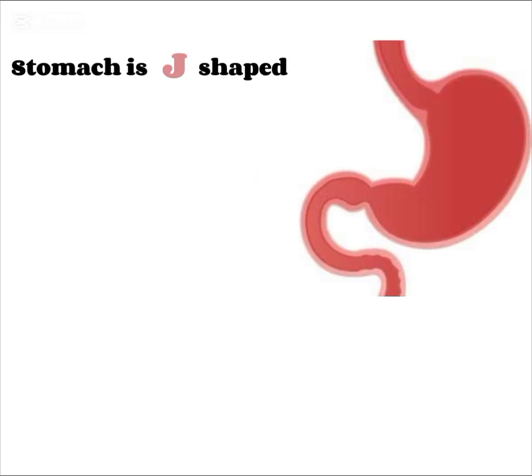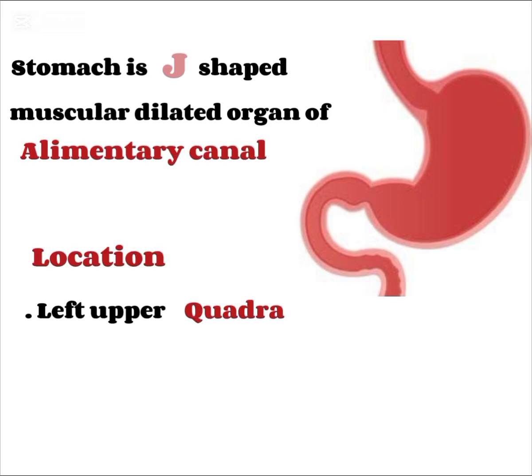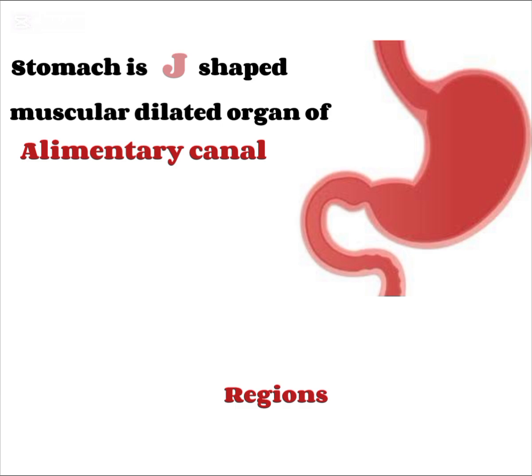Today we are going to discuss anatomy and physiology of stomach. Stomach is a J-shaped, muscular, dilated portion of the alimentary canal located in the left upper quadrant and occupying the epigastric, left hypochondriac, and umbilical region of the abdominal cavity.